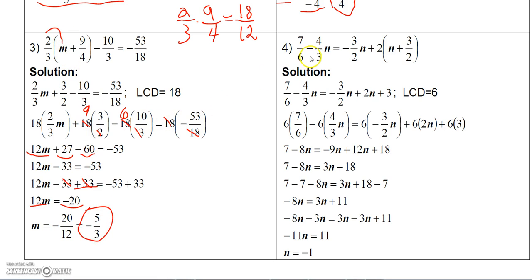And then again, you can go through this one if you want to, and basically it's just more of the same concepts. Okay, so that completes the linear equations, and in the next video I'm going to do some applications of linear equations.